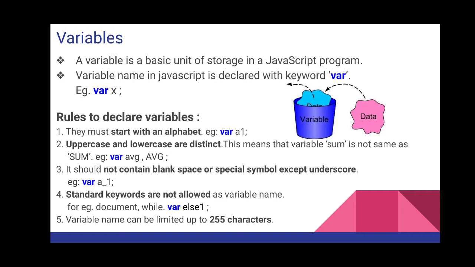Okay. Now the third rule: it should not contain blank space or special symbols except underscore. This means your variable name should not have any extra space between the letters, or any other special character like star or dollar. You can only use the underscore. The first letter should be some alphabet, then you can follow it with an underscore or a number, anything. So you can see in the example, var space a underscore 1. This is a valid variable name.